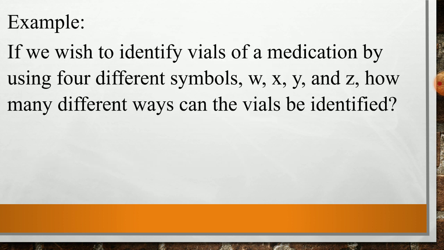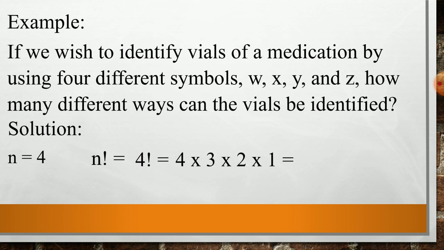For example, if we wish to identify vials of a medication by using 4 different symbols, W, X, Y, and Z, how many different ways can the vials be identified? So for the solution, n will be equal to 4. So that will be n factorial, which is equal to 4 factorial, which is the same as 4 times 3 times 2 times 1, which is equal to 24.